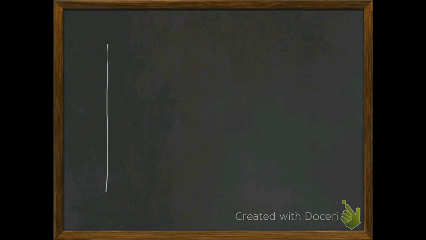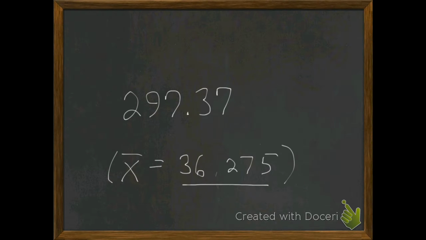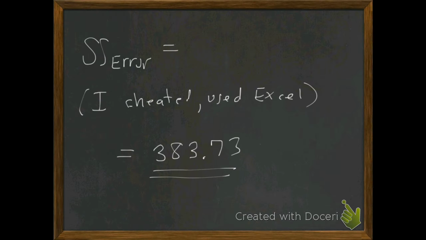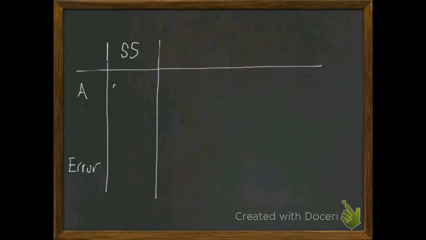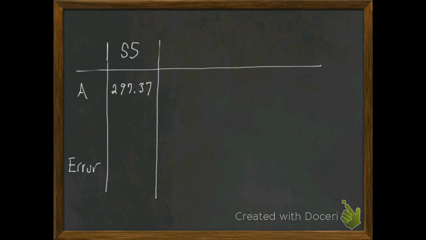So if we're filling out the ANOVA table, what is this row going to look like? Well, we know that the sum of squares for A was 297.37. And we know that the sum of squares for the error is 383.73.